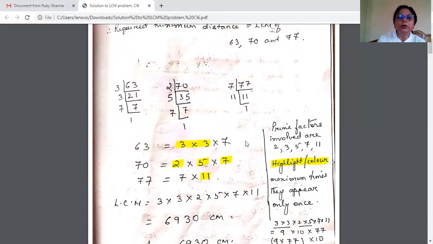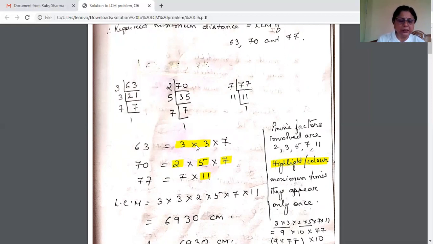Now, how do you find the LCM? You first note down all the prime factors involved here: 2, 3, 5, 7, 11. I've kept track of all the prime factors, and then you highlight, color or circle the maximum times they appear, but only once. That means 2 is appearing here, so I have highlighted this.